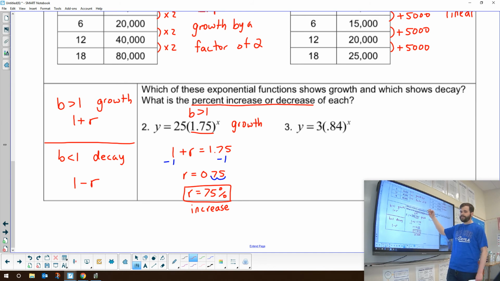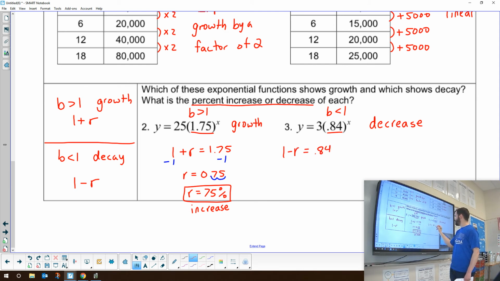So if we're above 1, it is an increase. But if it's like this one on number 3, where we're starting with 0.84, my B is less than 1. So this one's going to be a decrease. And so once again, I could set this up where I go 1 minus R equals 0.84. And we could add R to both sides, minus 0.84 to both sides, and get 1 minus 0.84 equals R. And so we would get 0.16. And so I would have a rate of 0.16.